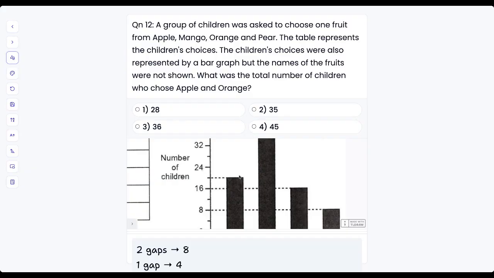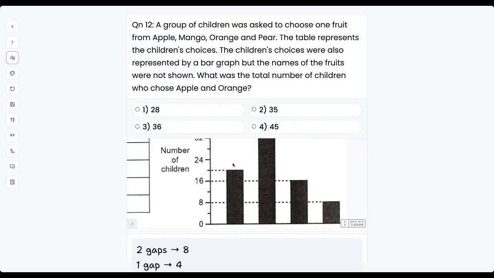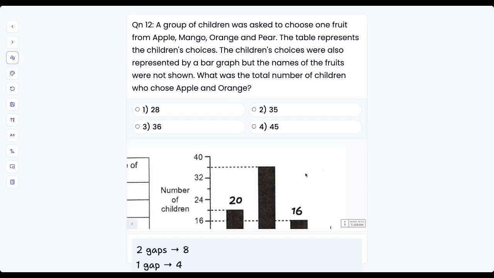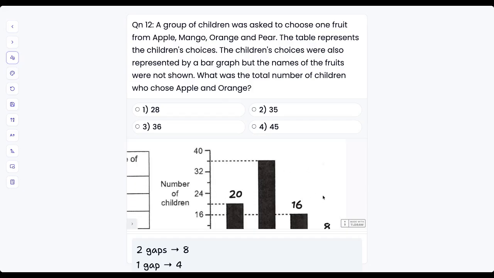So 24, this is 4, right? So 16, they should be here 20, right? So this is 20, and then this is 16. I'm going to put here 16. It's going to be 8. And lastly, we have 36 over here.